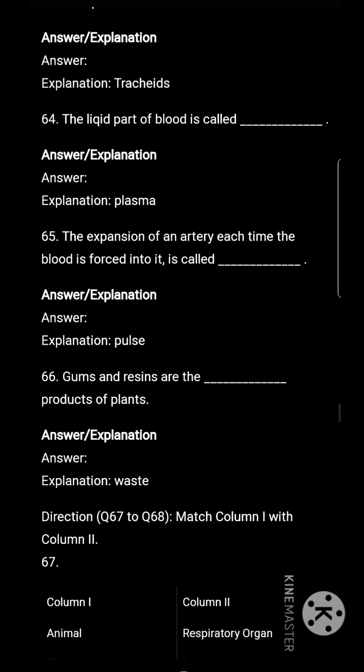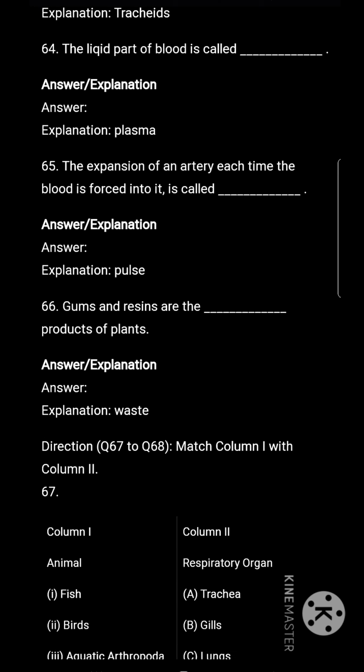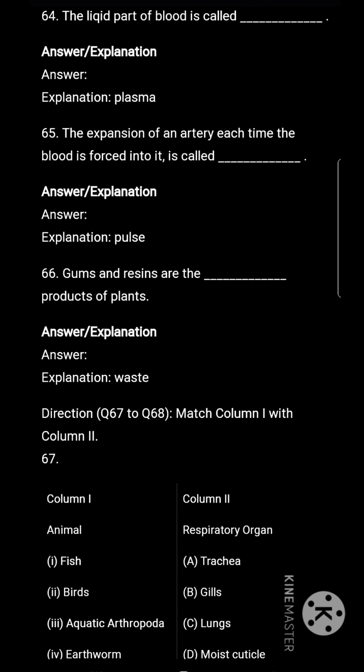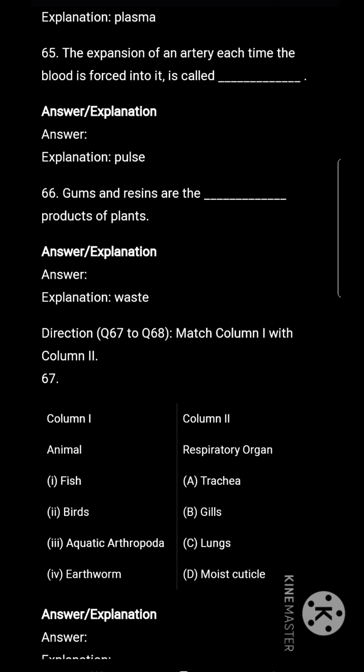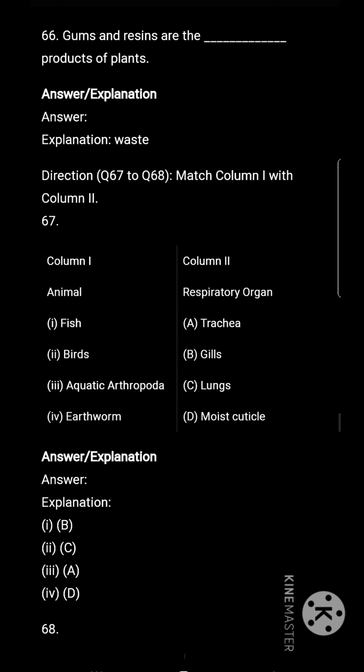The liquid part of the blood is called plasma. The expansion of an artery each time the blood is forced into it is called pulse. Gums and resins are the waste products of the plants.